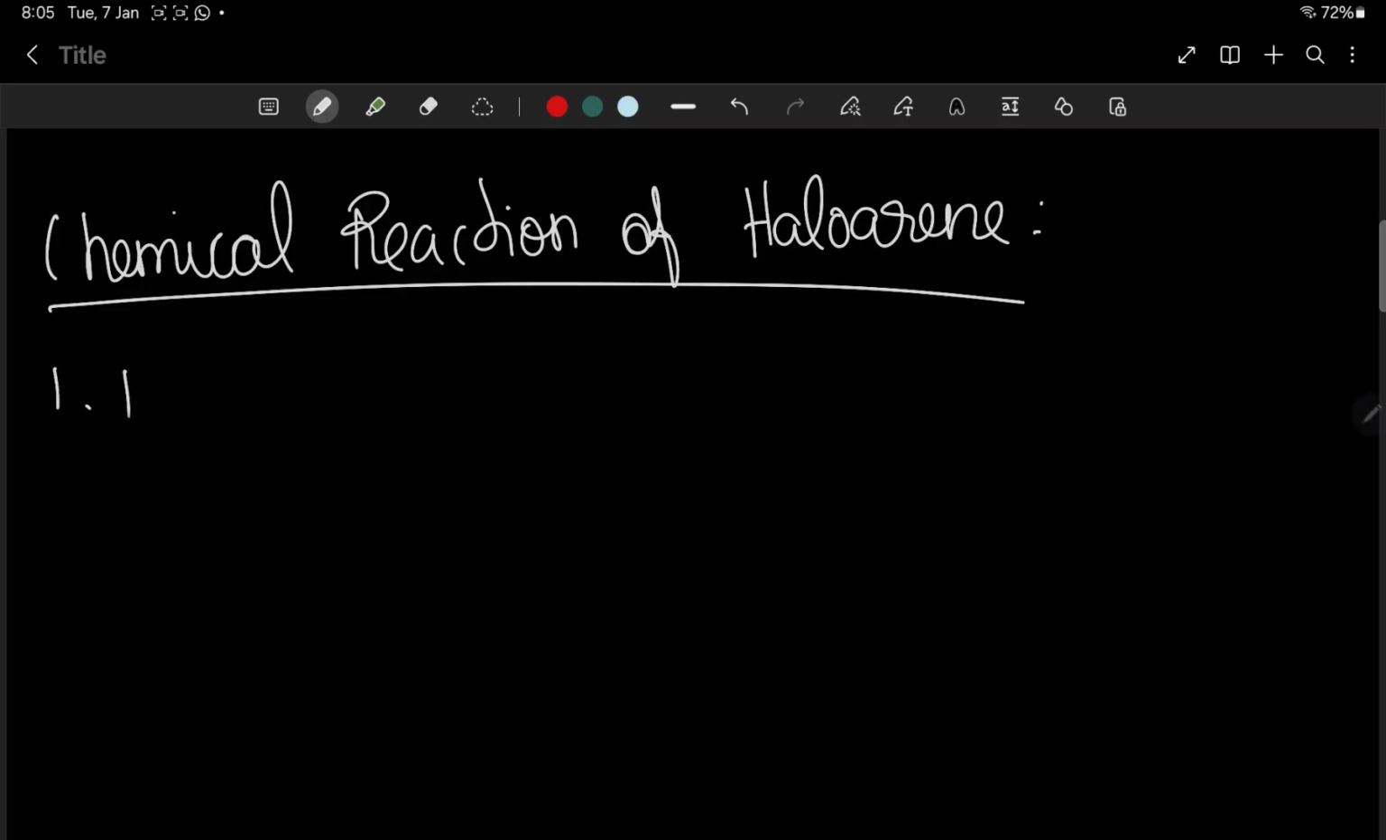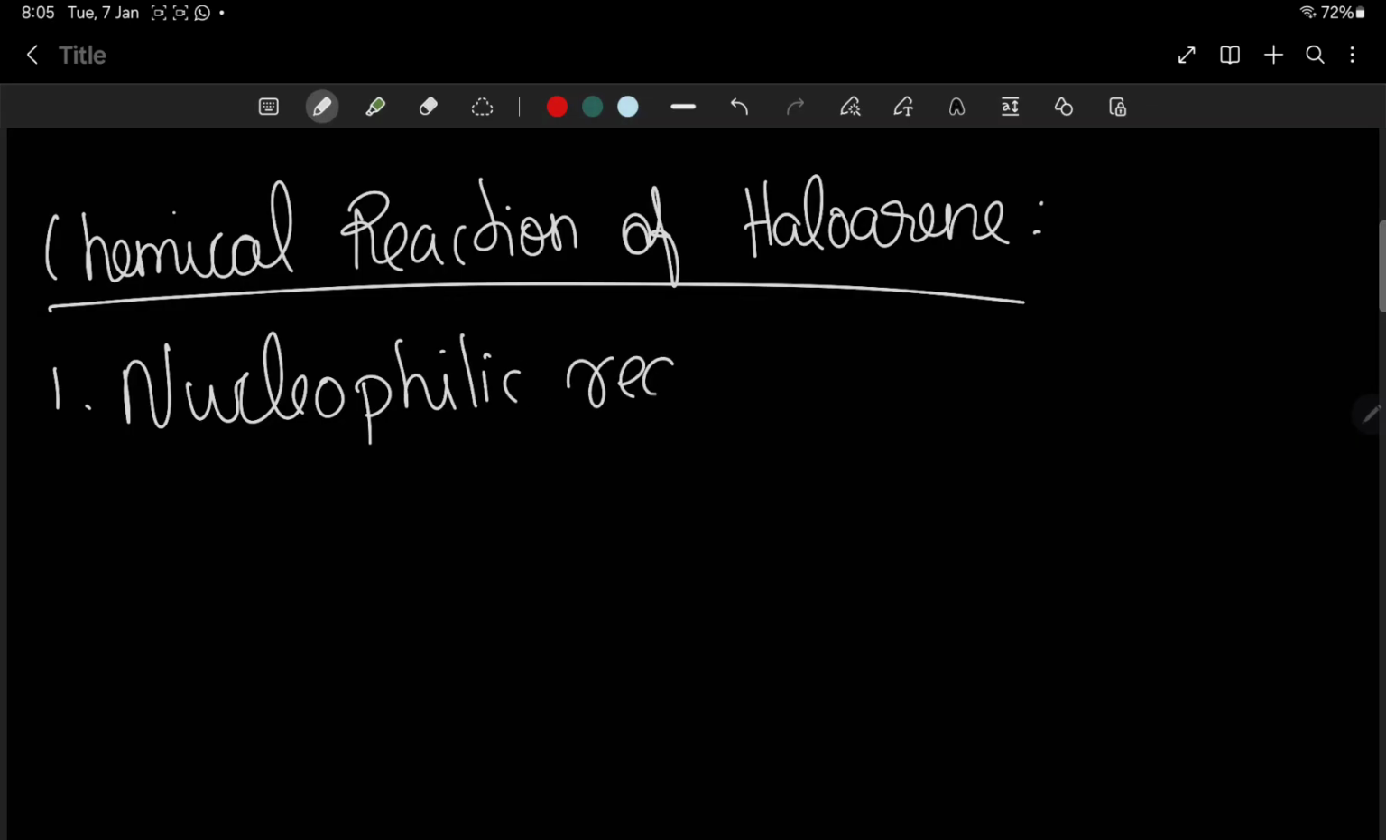First one is, will haloarene undergo nucleophilic reaction? So the question: will haloarene undergo nucleophilic reaction? The probability of nucleophilic substitution in haloarene is very less. The reason is the resonance effect.